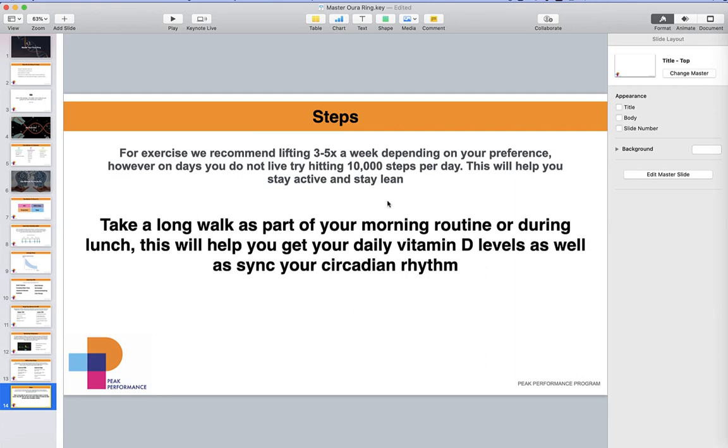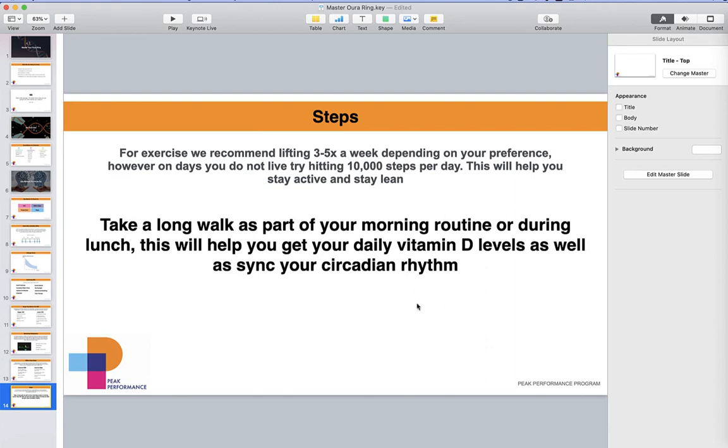It's pretty crazy how something so metabolically not demanding as walking can actually be a major tool in your toolbox of staying lean and keeping off the extra weight. So what we recommend is take a long walk as part of your morning routine, and then as well during lunch. This will help you get your daily vitamin D levels as well as sync your circadian rhythm.